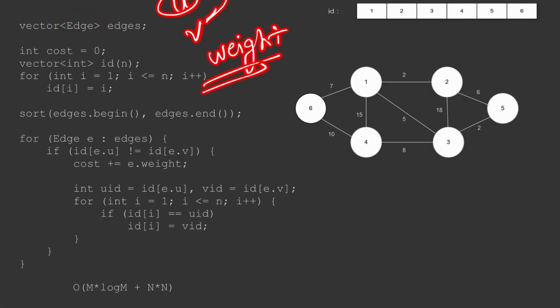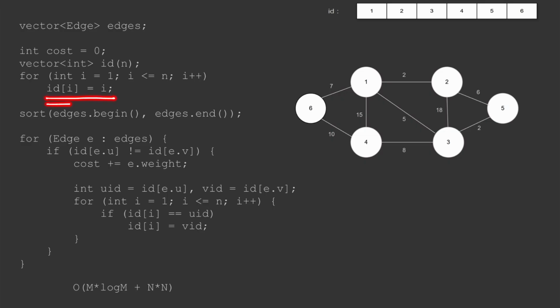It is connecting U to V with a weight. So this is what the structure of an edge looks like. Initially, all of them are isolated. That means they have their own ID. None of them are actually connected. Now we'll sort all the edges in ascending order by weight. Then we'll process all the edges one by one.